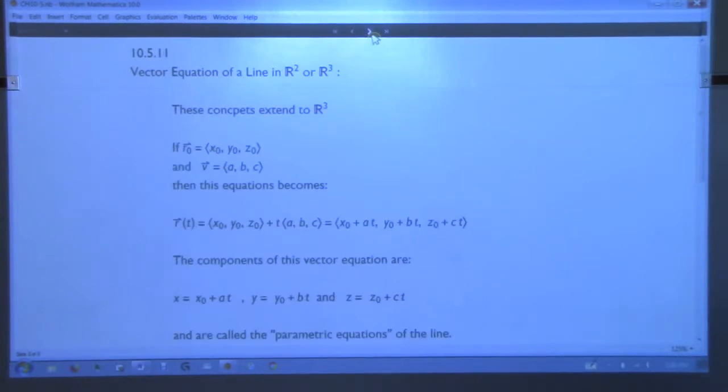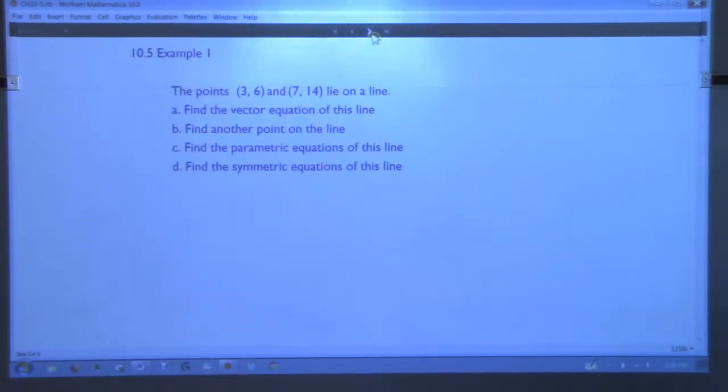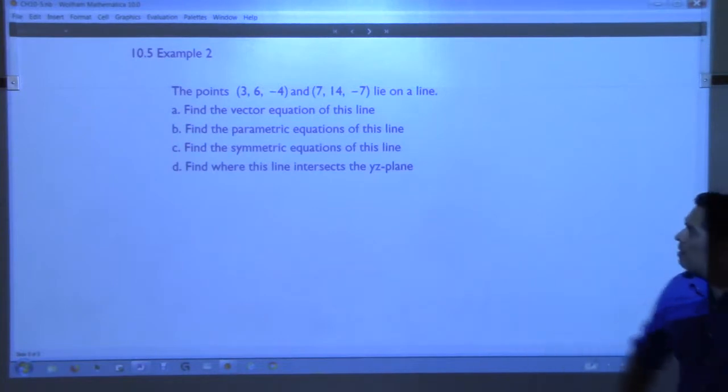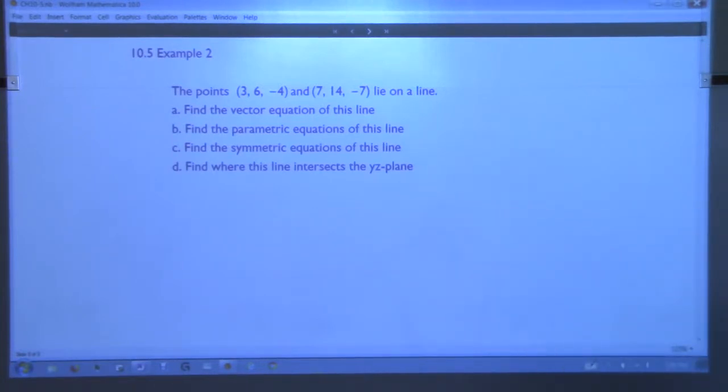I really want to do an example. Let's do a three-dimensional example. We're just going to do part A here. Okay, so I give you 2 points in three-dimensional space, right? 2 points define a line, as long as they're different points. And we want to find the vector equation of this line.